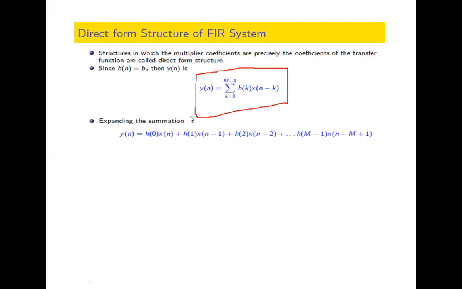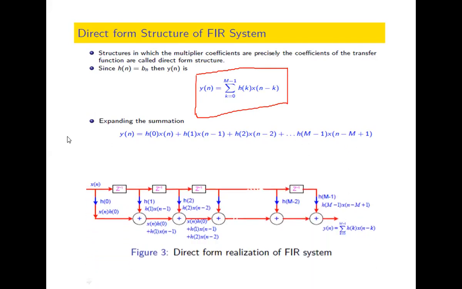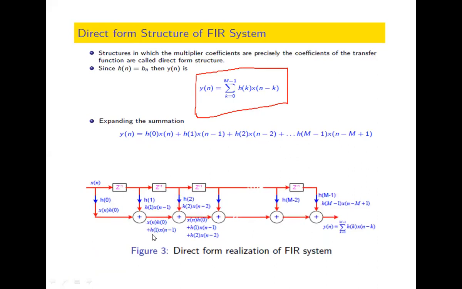Then if I expand this, what I will get: y of n equals h of 0 x of n plus h of 1 x of n minus 1 plus h of 2 x of n minus 2 up to h of M minus 1 x of n minus M plus 1. Then this is the diagram we are calling it. Here x of n is there. Please note down this diagram so that we will solve the examples on this.